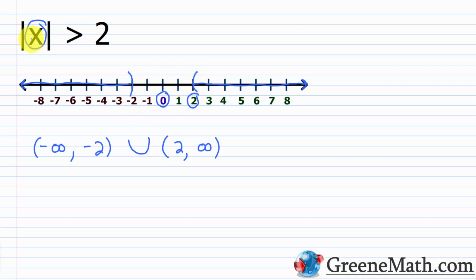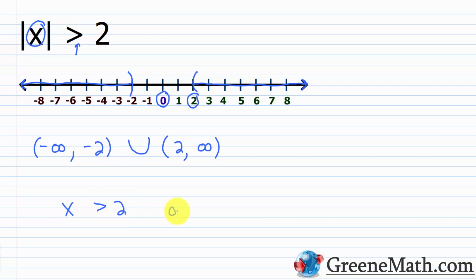If I chose 1, the absolute value of 1 is 1. 1 is not greater than 2. So for this type of problem, where we see a greater than, we're going to end up with whatever's inside the absolute value bars. So in this case, it's x, and it's going to be greater than 2. So in the first situation, you would just remove the absolute value bars. That's your scenario. X is greater than 2.